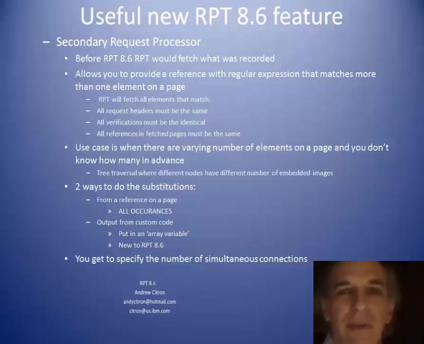So there's two ways to do the substitutions. You can do it from a reference in a page, in which case you would make the regular expression so it matches all occurrences, or you can do it as output from custom code, in which case the custom code would put the data, the matching URLs, in something called an array variable, which is new to RPT 8.6. And I'll show you both ways of doing that.